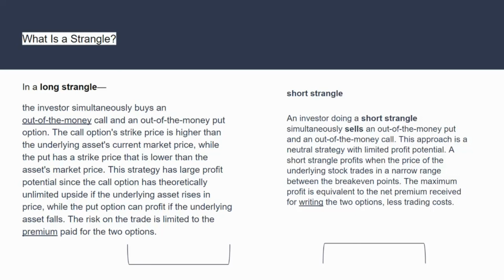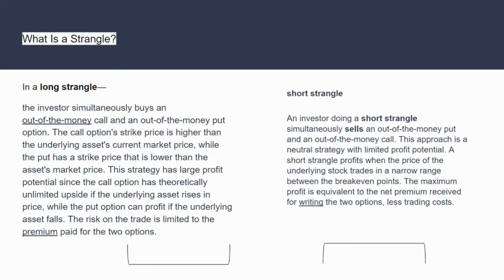Now, as you have learned before, we are also using short strangles, which is exactly the opposite. The investor doing a short strangle simultaneously sells out-of-the-money puts and out-of-the-money calls. This approach is a neutral strategy with limited profit potential. That means everything you get from selling the options, that's it. That's all the money you can make.